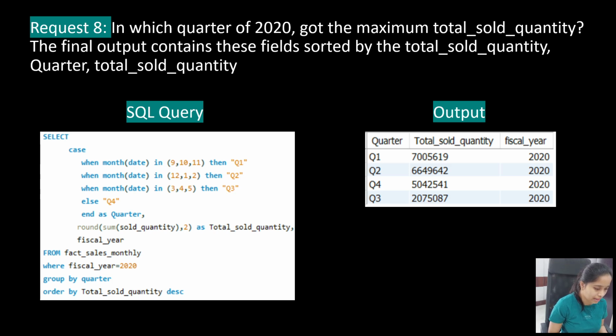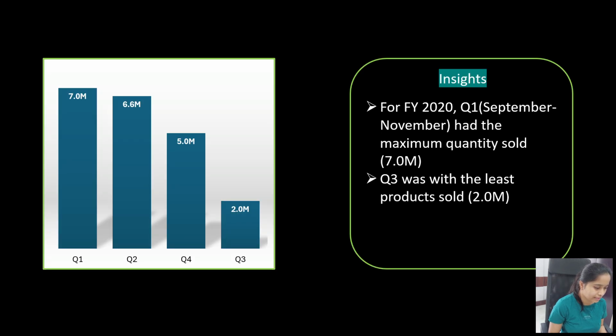And also I have used some aggregate function to know the total sold quantity, and this is the output. Let's move to the insights, and we find that quarter 1, which is from September to November, has the highest sold quantity, which is 7 million, and quarter 3 is the lowest, which is 2 million, because of the pandemic.